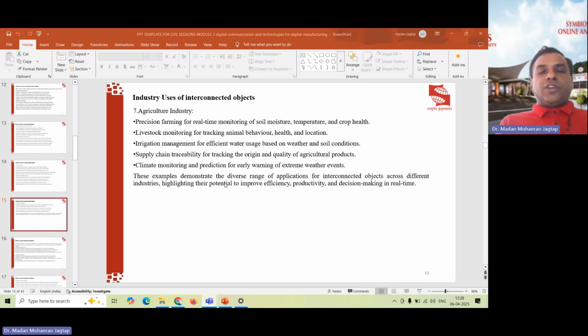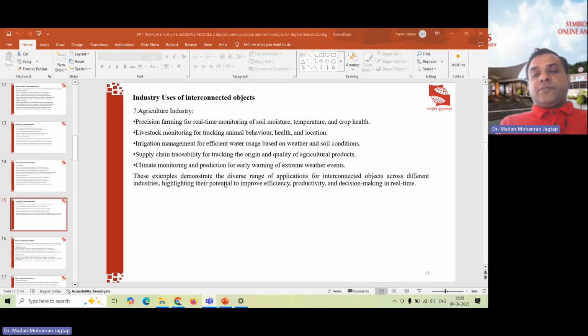Then livestock monitoring for tracking animal behavior, health, and location. We can use interconnected objects. Livestock monitoring is monitoring of animal behavior. So how animals are behaving in the field, their health, their location, we can track them with the help of interconnected objects.